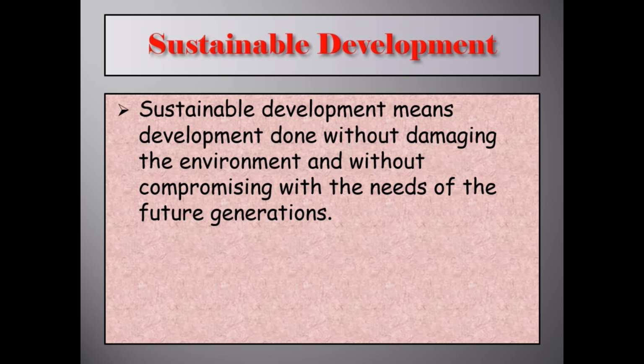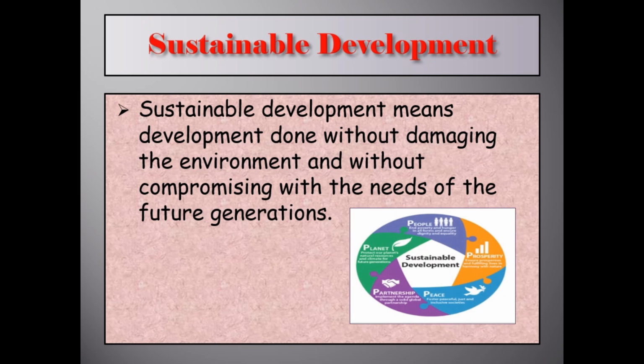That means development should be like this. You have to save something for the future generation also, so they will also get facility from these kinds of resources. So we should conserve resources and we should use all kinds of resources economically and wisely so that sustainable development can be done. So what are the key factors which play an important role in sustainable development?